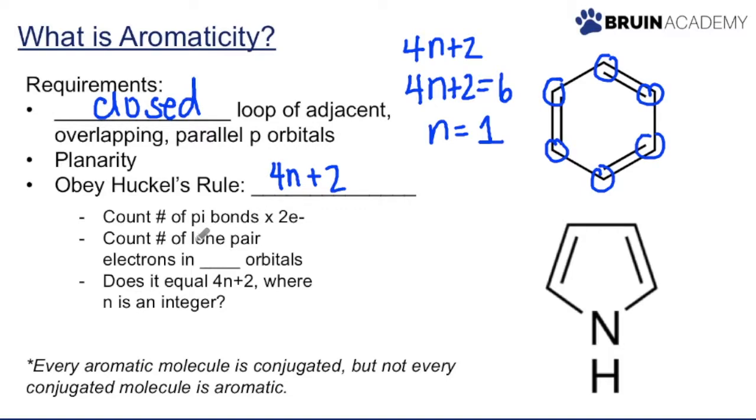Just to summarize what I just did: I counted the number of pi electrons. I counted the number of lone pair electrons in p orbitals, but in this case, there were no lone pairs in benzene. And then I asked myself, does it equal 4n plus 2 where n is an integer? Those are the 3 things you should keep in mind when testing Huckel's rule.